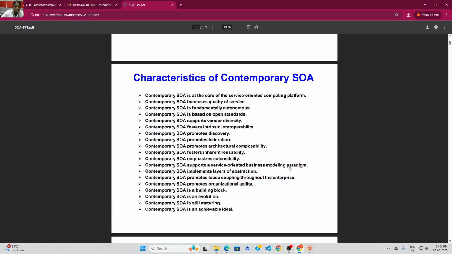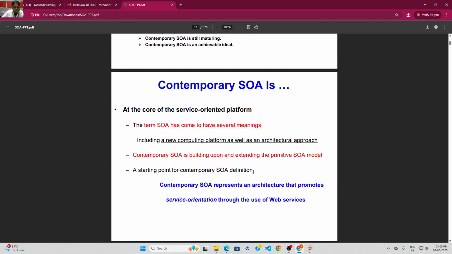Next, the features of contemporary SOA, otherwise the characteristics of SOA. SOA is core-oriented in its functions. SOA increases the quality of service. SOA gets fundamental automation. SOA uses open standards. SOA supports interoperability and promotes discovery. It promotes federalization. It promotes reusability and extensibility. These are the many functions that come under contemporary SOA.